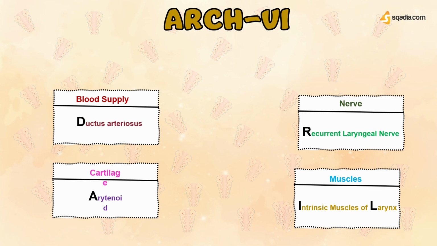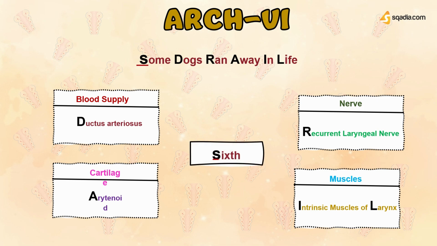Now, the mnemonic to memorize these bones, muscles and nerves from the sixth pharyngeal arch is Some Dogs Ran Away In Life. S indicates towards sixth pharyngeal arch. D indicates towards ductus arteriosus. R indicates towards recurrent laryngeal nerve. A indicates towards arytenoid cartilage. And I and L indicates towards intrinsic muscles of the larynx.